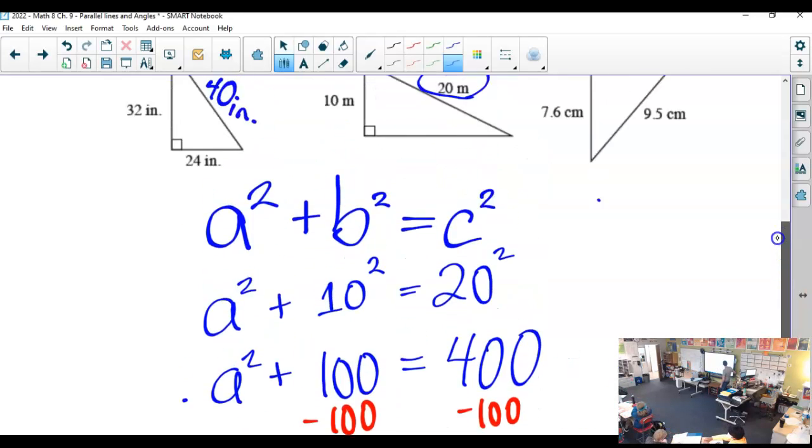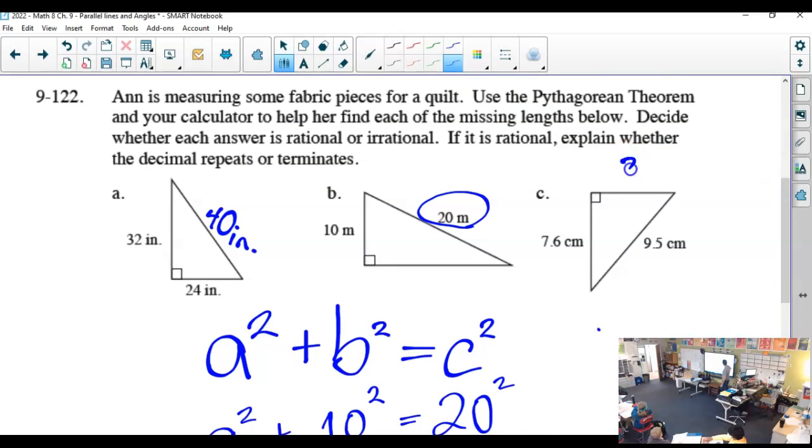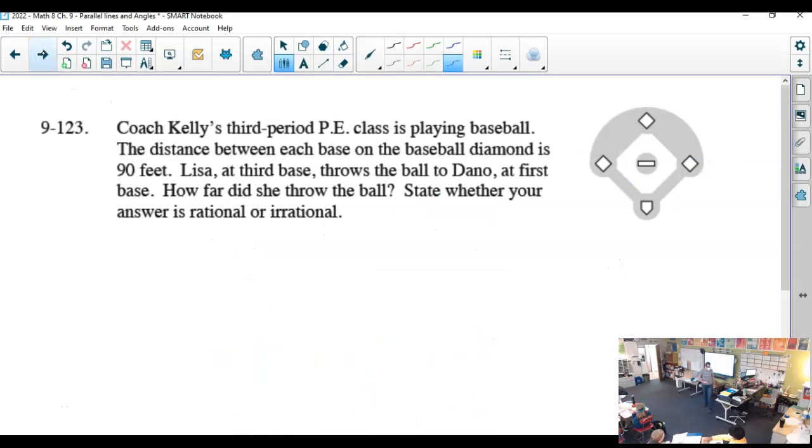So likewise for part C, what'd you get for this side? Because we all got the same thing. 5.73. 5.7-ish. Exact, right? So if this is exact and if this decimal terminates, is this irrational or rational? It is rational. Try the baseball field problem.